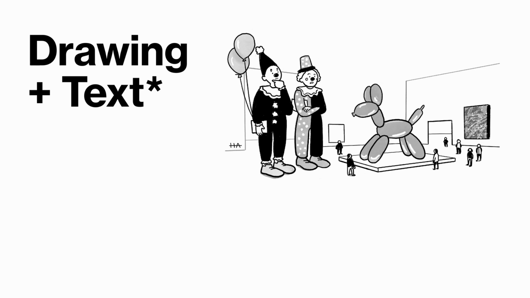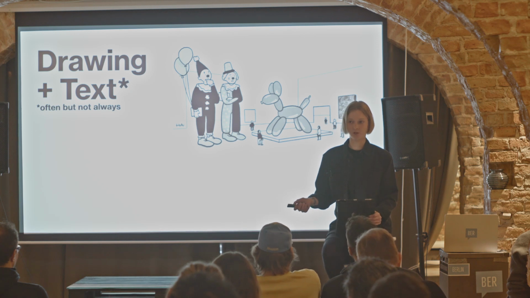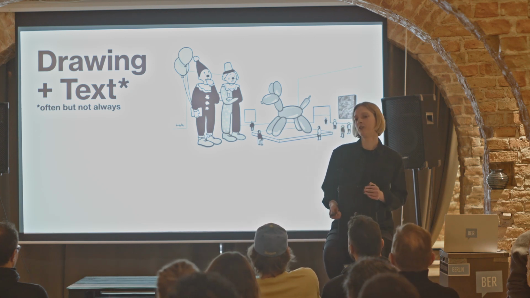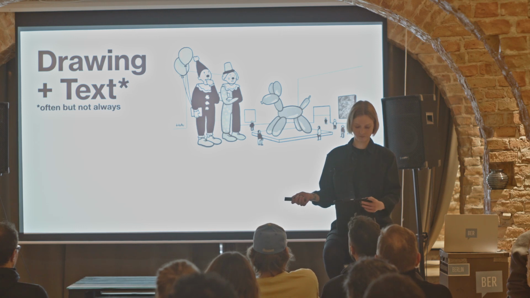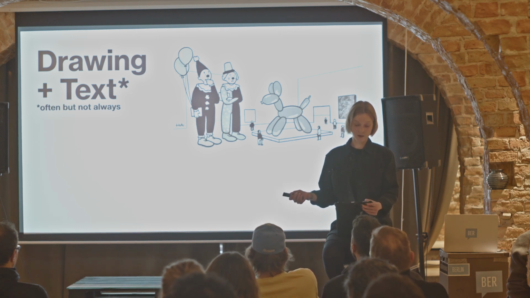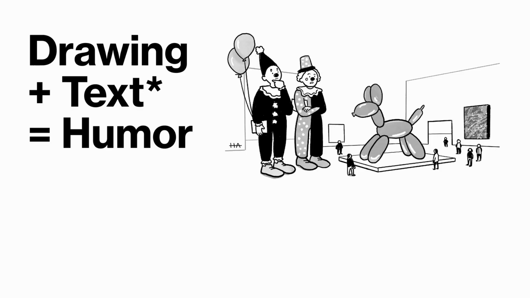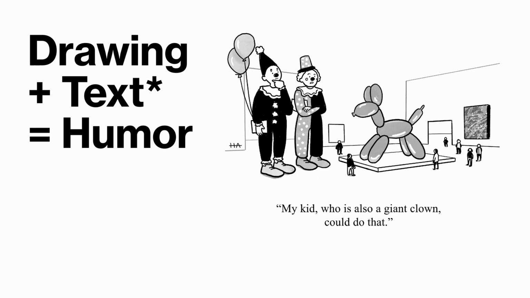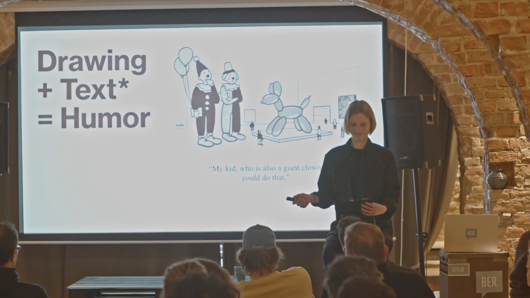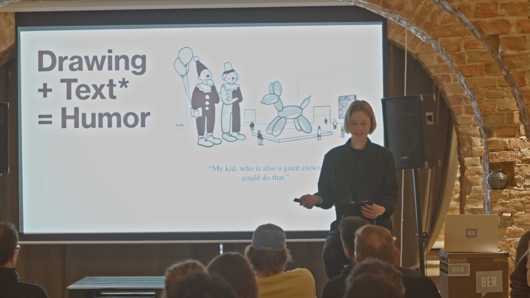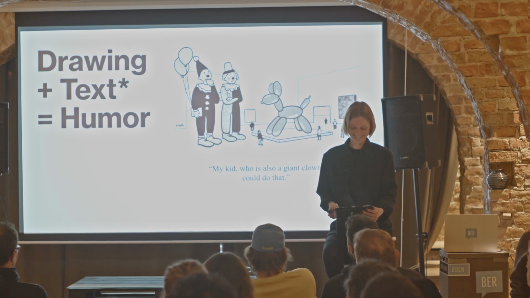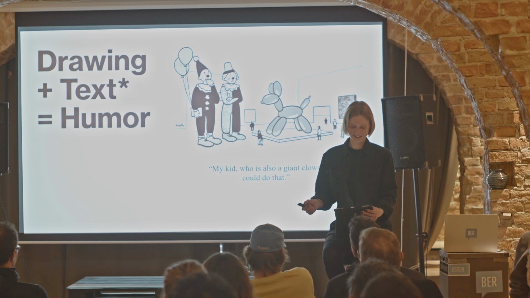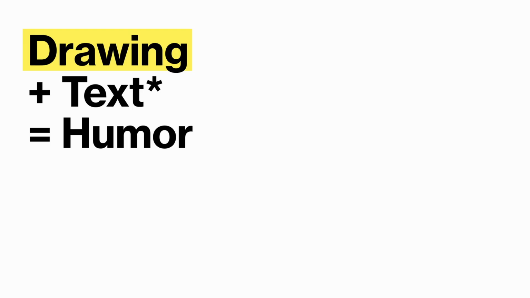Often, but not always, the drawing is accompanied by text, a caption, that is a title for the cartoon or a quotation from one of the characters. And combined with the drawing, this creates humor. That's a joke about Jeff Koons. So I'll talk about each of these components.